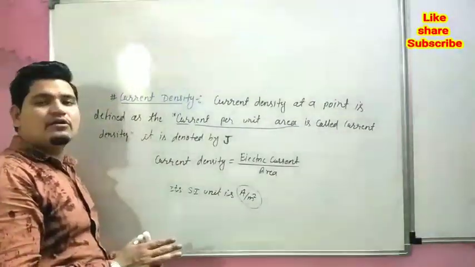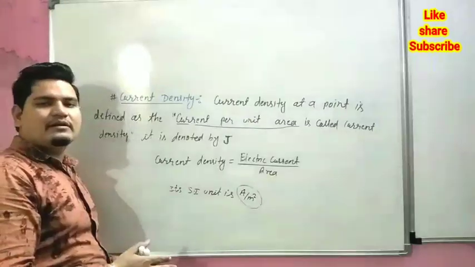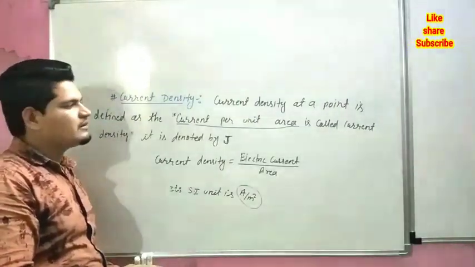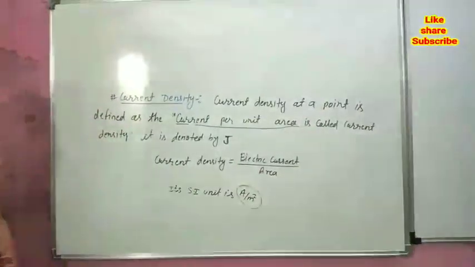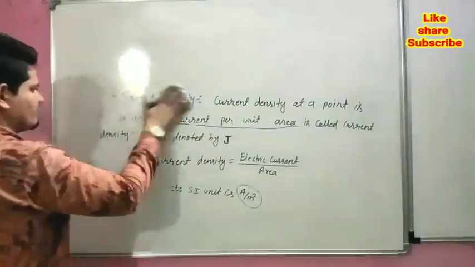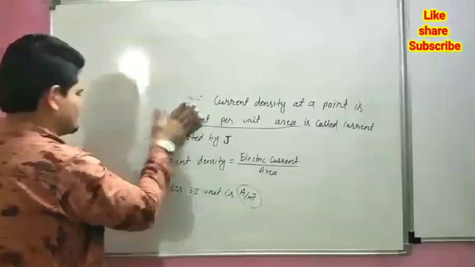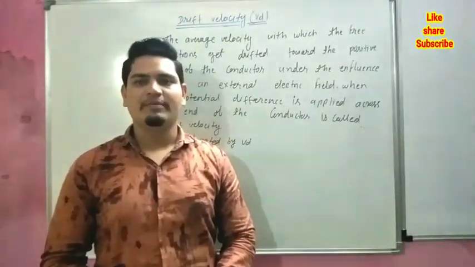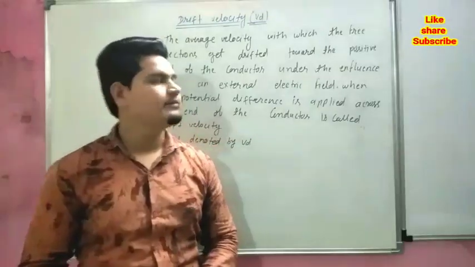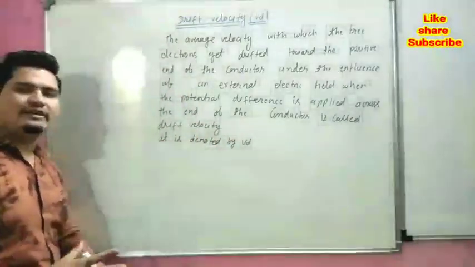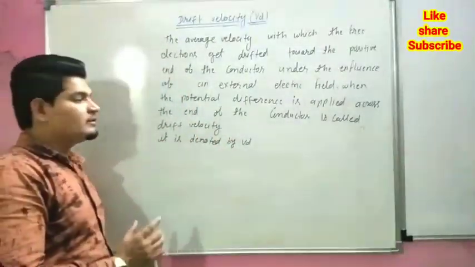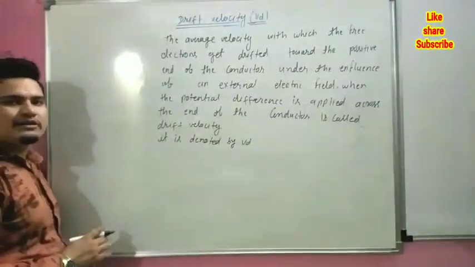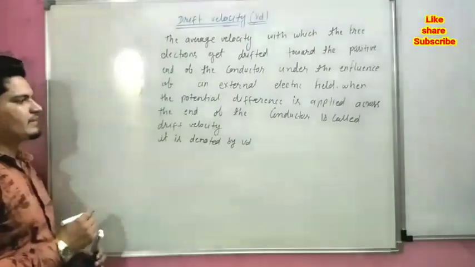Now we will start our next topic, drift velocity. Drift velocity is one of the most important topics. So before starting the topic drift velocity, we should know what is the random motion of electrons inside the conductor.